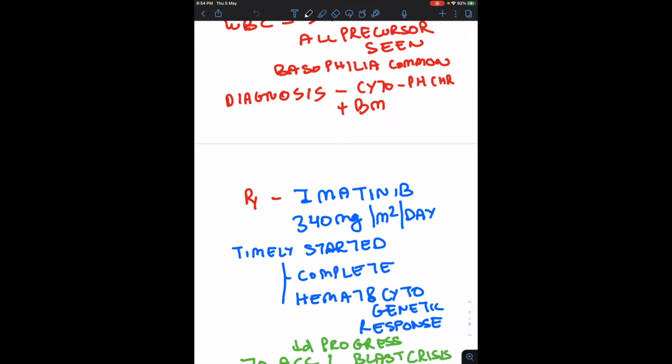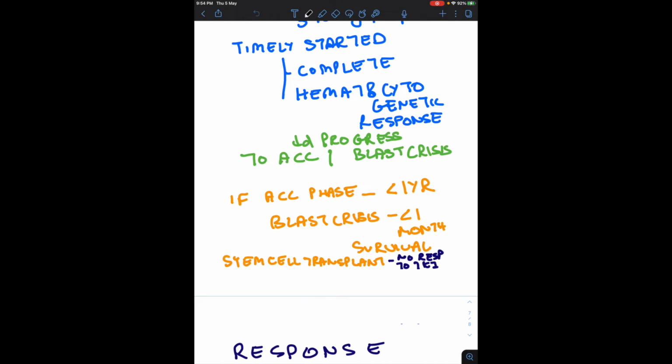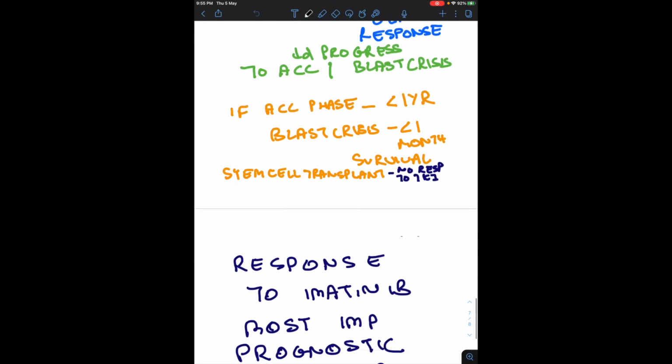The treatment is imatinib. Usually the dose is 340 mg per meter square per day. If timely started, it can cause complete hematological and cytogenetic resolution, and also decreases the progression to the accelerated or blast crisis phase. However, if the patient is diagnosed in the accelerated phase, the survival is less than 1 year, and if diagnosed in the blast crisis phase, the survival is less than 1 month. In patients who are not responsive to the TKI, the treatment is stem cell transplantation.